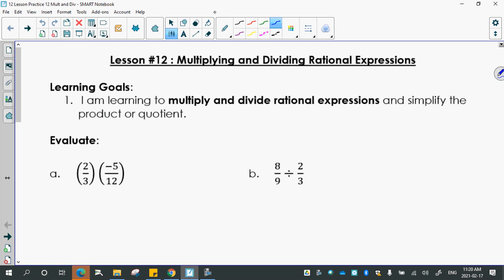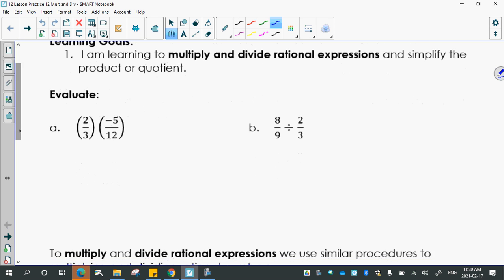We're learning to multiply and divide rational expressions and then simplify the product or the quotient. To start us off, we're going to remember how to multiply and divide just plain fractions. Multiplying fractions is the easiest thing to do with fractions because you multiply the tops together and you multiply the bottoms together.